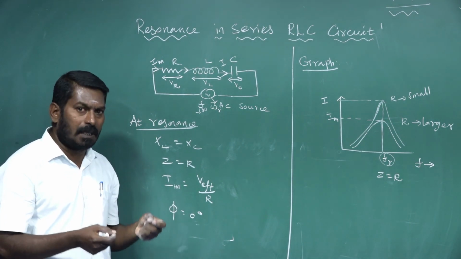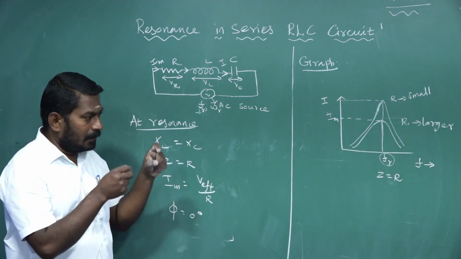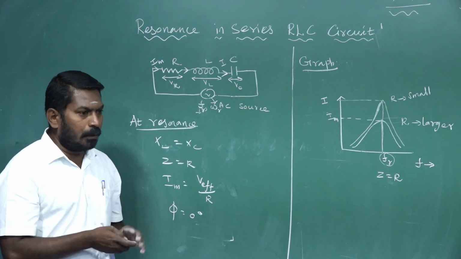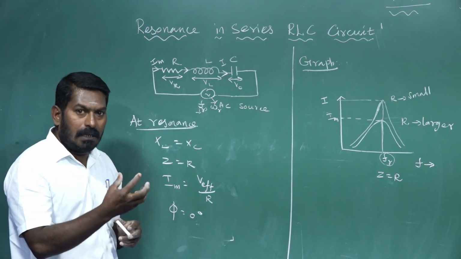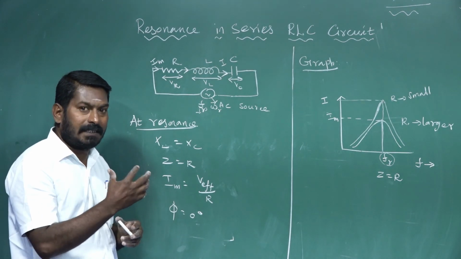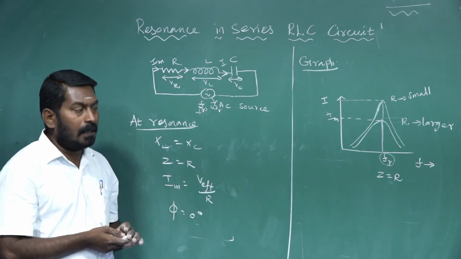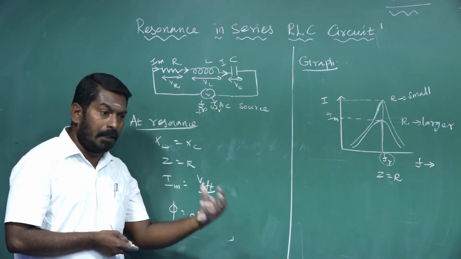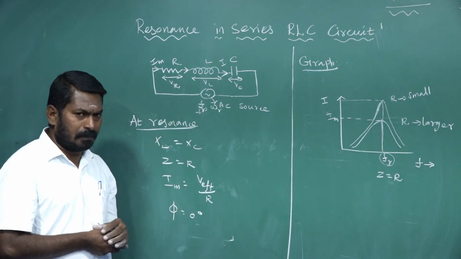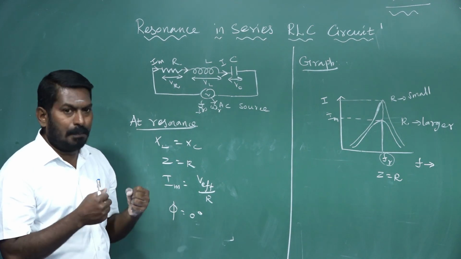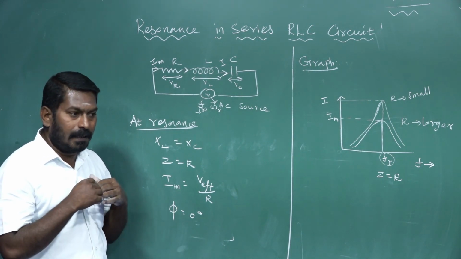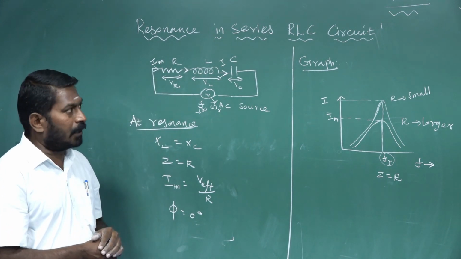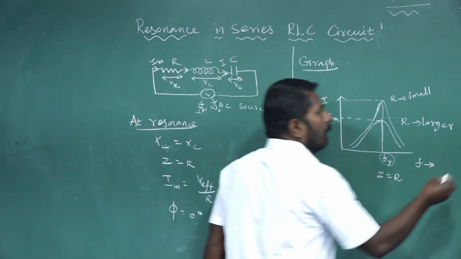In a TV receiver system and a radio receiver system, the system contains a series resonance RLC circuit. That circuit selects the particular wanted signal and rejects the unwanted signal by using resonance in the series RLC circuit. How do we select the particular wanted signal and reject the unwanted signal by using resonance in a series RLC circuit? Very simple.